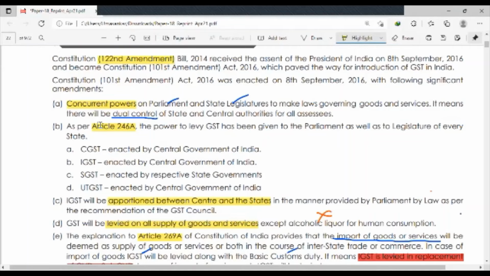Then under the Constitution, we have Article 246A, which gives the power for levying GST to Parliament and the State Legislatures. So what are CGST, IGST, SGST, and UTGST? CGST is enacted by the central government. IGST is enacted by the central government. SGST is enacted by the respective state governments. UTGST is enacted by the central government of India.